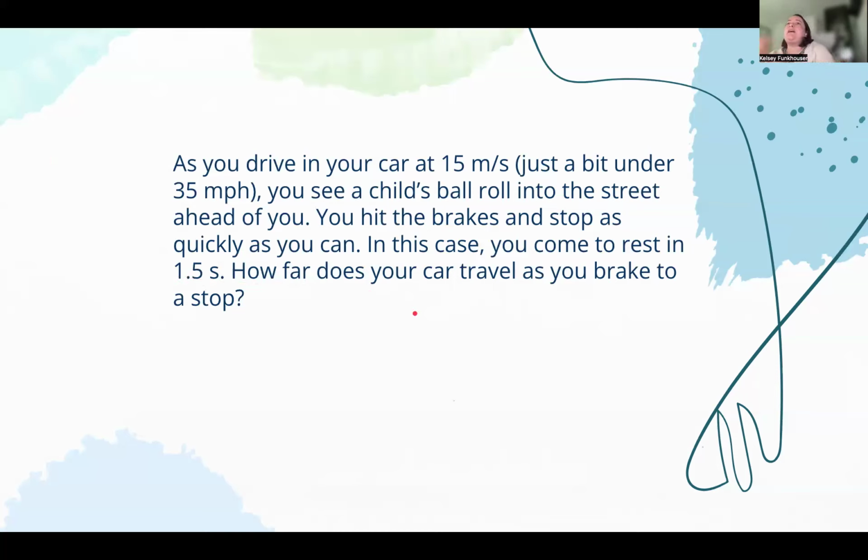We can also say that our initial position is 0. When time is 0, like when we are seeing the child's ball roll into the street, that's going to be what our initial position is also. And what we're looking for is the displacement because it asks how far your car travels as you brake to a stop. We don't know what our acceleration is, other than we know it's negative, or at least in the opposite direction of our velocity, because we're braking to a stop. To slow down, they need to be in opposite directions, but we don't know what it is.